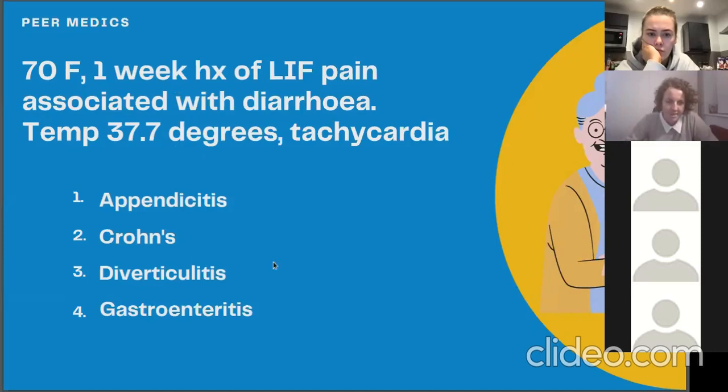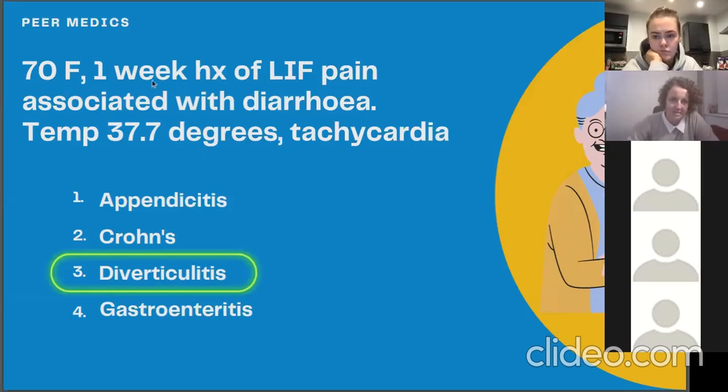The actual answer is diverticulitis. This lady's the right age for this, and it's also in the right area. Most diverticulitis flare-ups are in the left iliac fossa. Sometimes in the right iliac fossa, you can have Meckel's diverticulum, but that's just a side note.